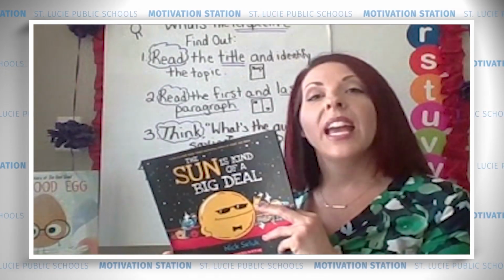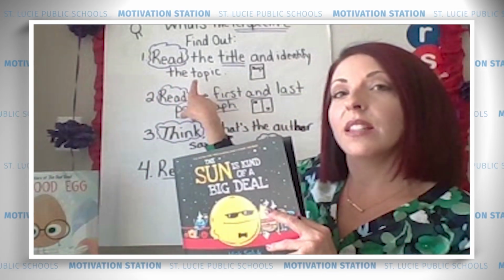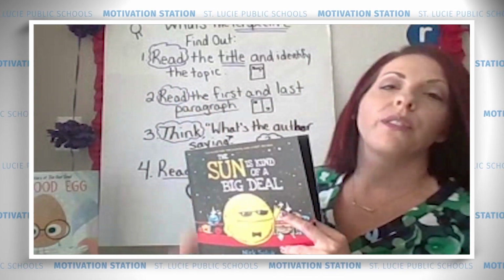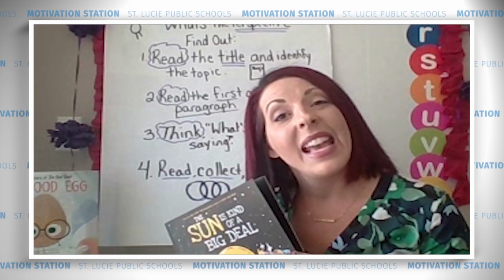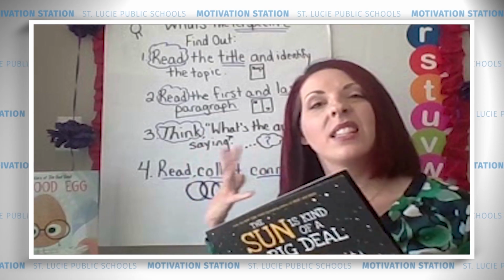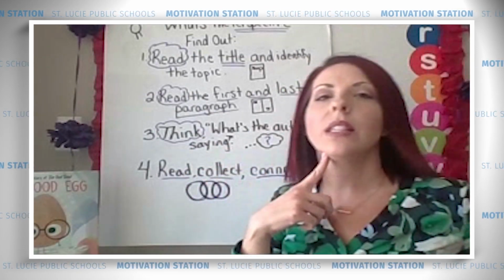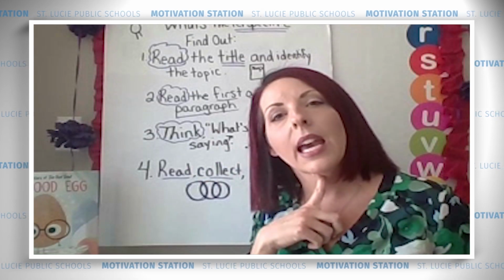So, taking what I've already done, the perspective of the topic and the title, as well as reading the first paragraph and the last paragraph on the first page, I can already tell, I think this author is going to be talking about the sun and the important role that it plays in the solar system. My next step when I'm trying to decide the author's perspective is to think, what is the author trying to say?